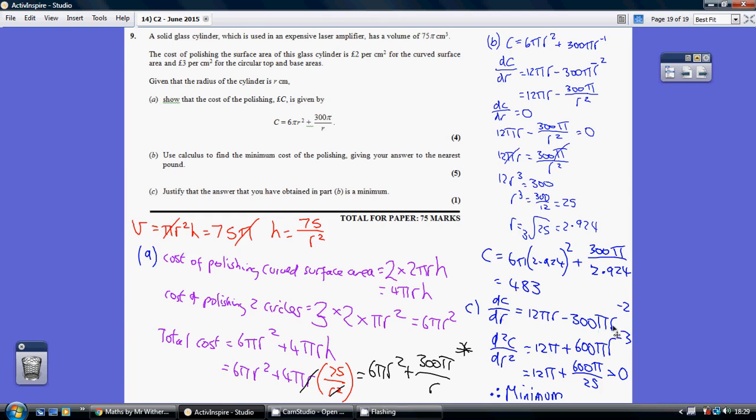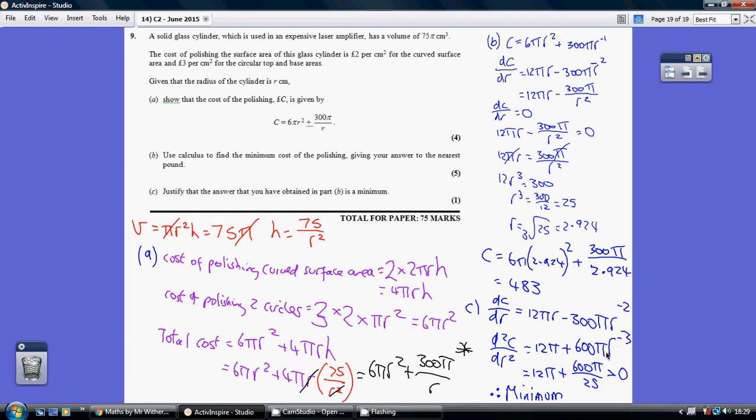So there's my differential from up here, and differentiating again, my first term becomes 12 pi. My second term, multiplied by the current power, so minus 300 times minus 2 is plus 600, reduce the power by 1, so this becomes r to the minus 3, or in other words 600 pi all over r cubed.